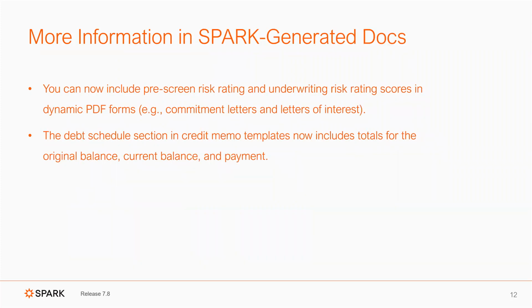We've added a couple new things to some Spark generated documents. So in dynamic PDF forms, which would be things like commitment letters, letters of interest, you can now include a pre-screen risk rating and an underwriting risk rating section. And also the debt schedule section that you might see in a pre-screen or credit memo now includes totals for original balance, current balance, and payment.